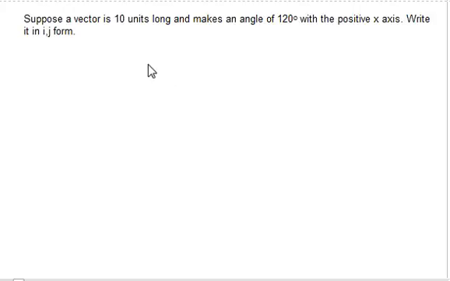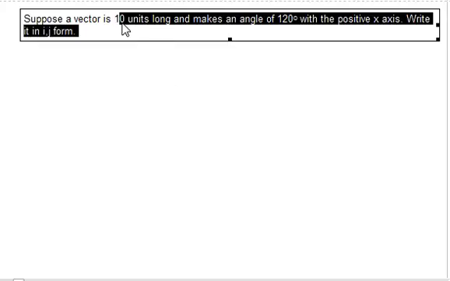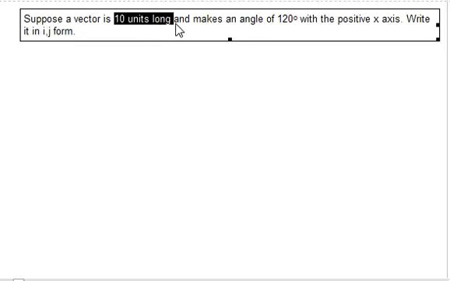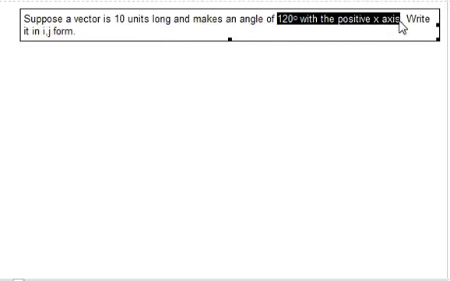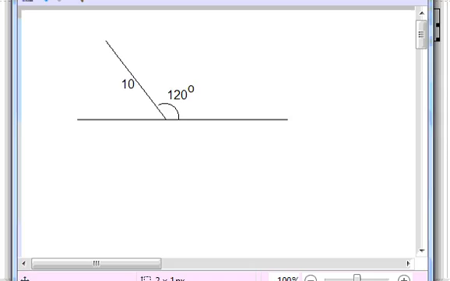Okay, suppose a vector is 10 units long and it makes an angle of 120 degrees with a positive x-axis. That could be 10 miles or 10 whatever. Could we write it in IJ form? And that raises a very interesting question if you want to see a picture of it.